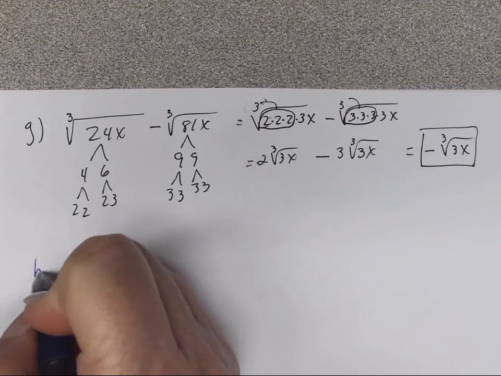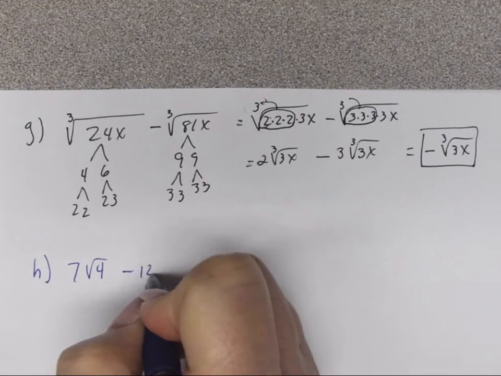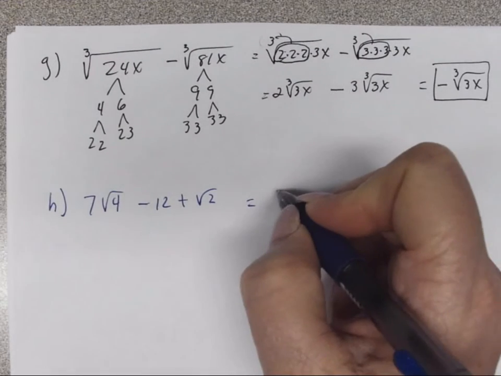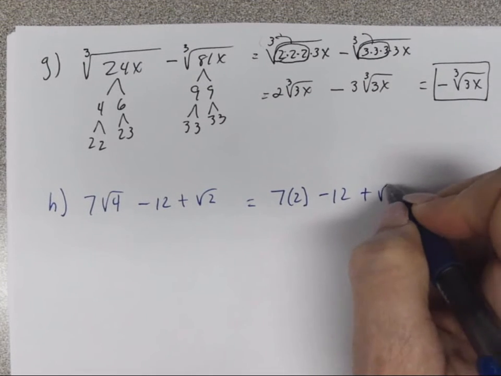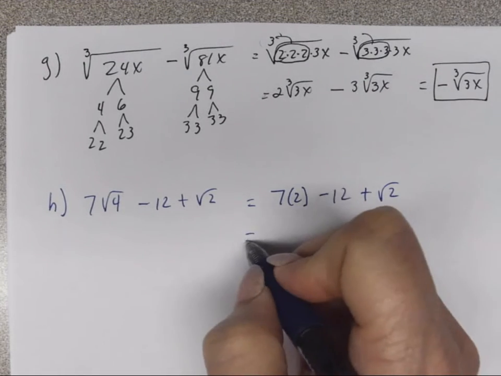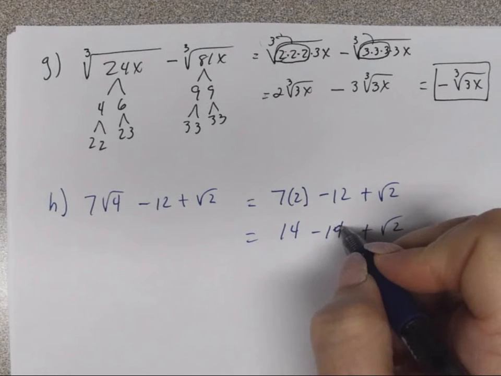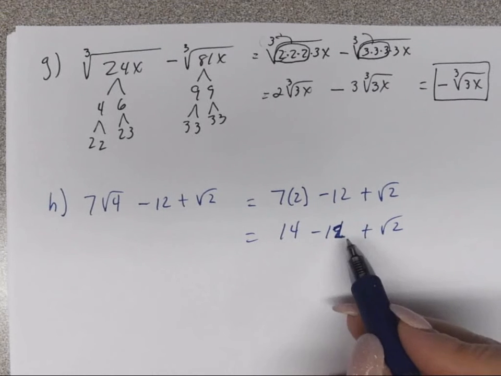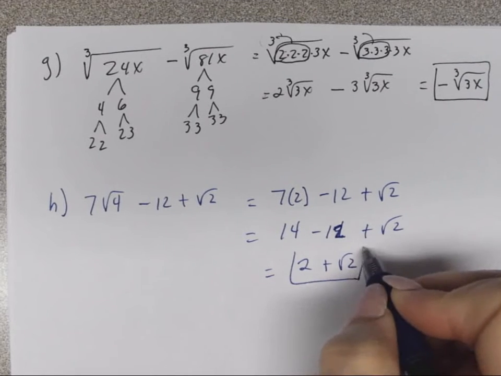All right, let's look at another problem. If we have 7 square roots of 4 minus 12 plus the square root of 2. Well, the square root of 4 we know is just a 2. So this will be 7 times 2 minus 12 plus the square root of 2. Well, 7 times 2 is 14 minus 12 plus the square root of 2. Oops. That is a 12, not a 14 right there. Sorry about that. So 14 minus our 12 will get us 2 plus our square root of 2. And that would be your final answer.